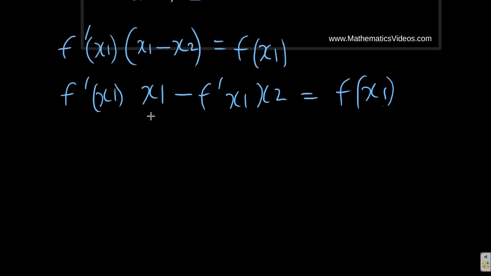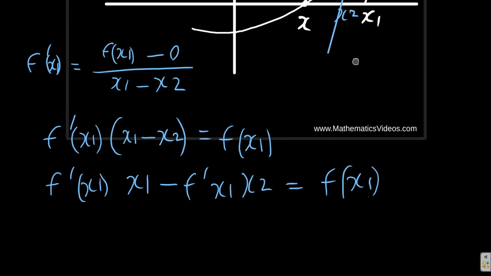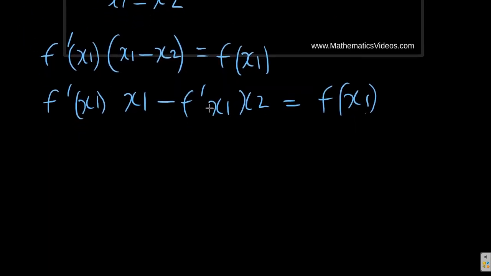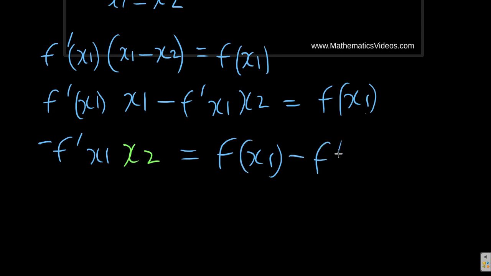Now, remember, we want to find out where x2 is. Good. So let us add f prime x1 times x2 to both sides of the equation. We have negative f prime x1 times x2 is equal to f of x1 minus f prime of x1 times x1. Now, that's what we have there.